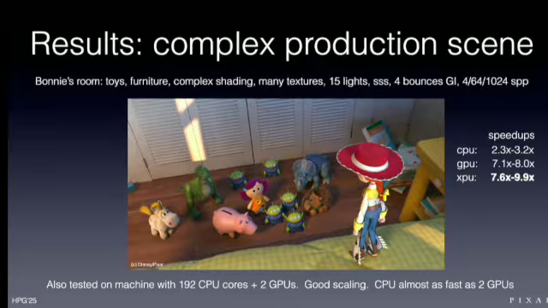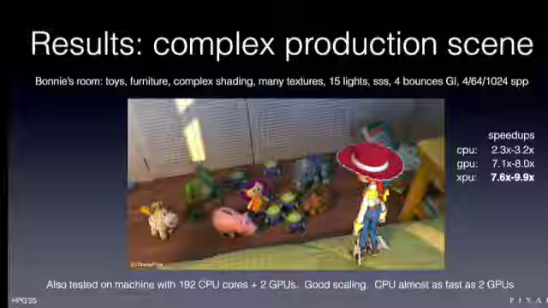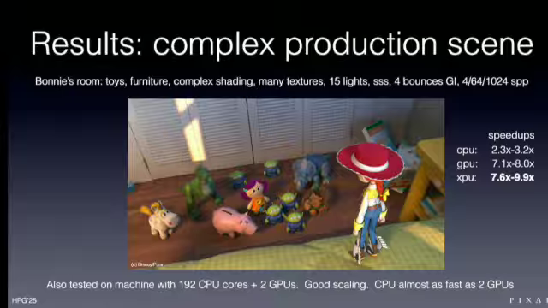I also rendered this scene on a big monster machine we have with 192 CPU cores and 2 GPUs. And we measured really good scaling. We're very happy with that. Our friends at Intel like to point out that if you have this many CPU cores, then CPU rendering is actually faster than GPU rendering. And that's true. It's almost as fast as if you have 2 GPUs.